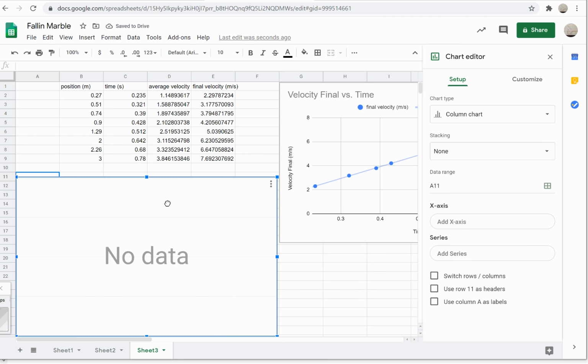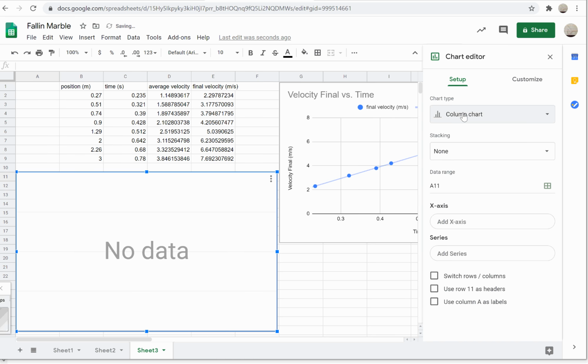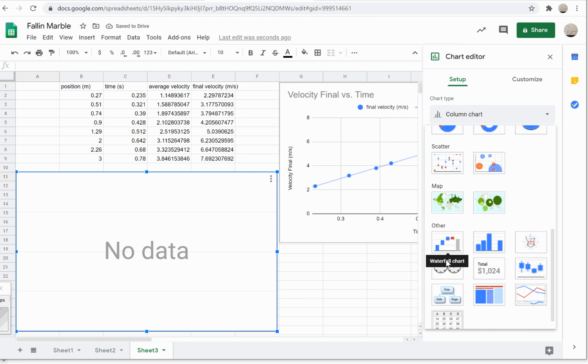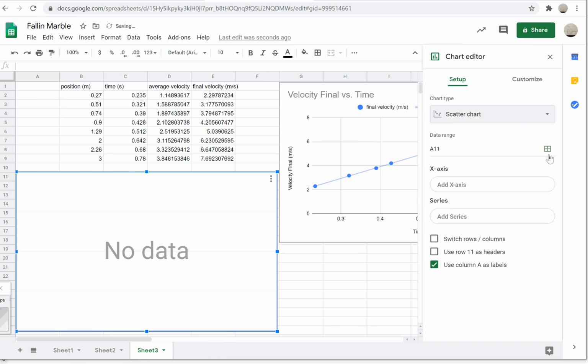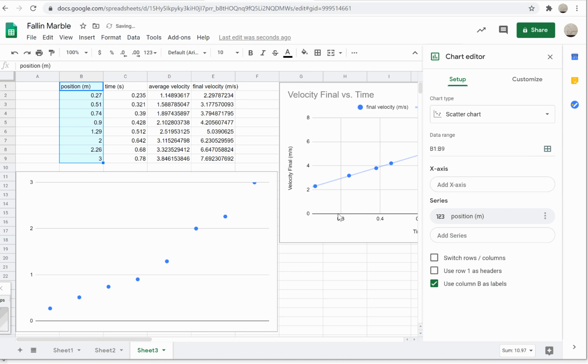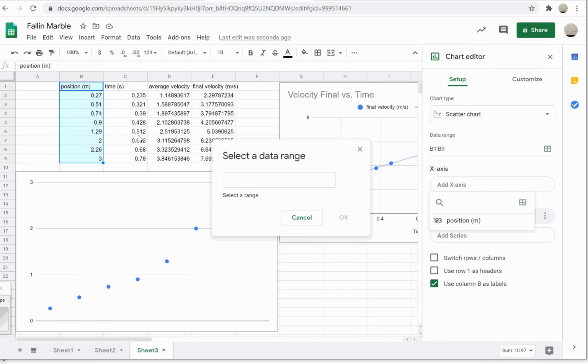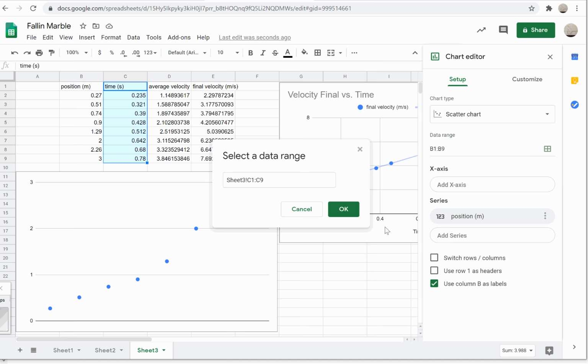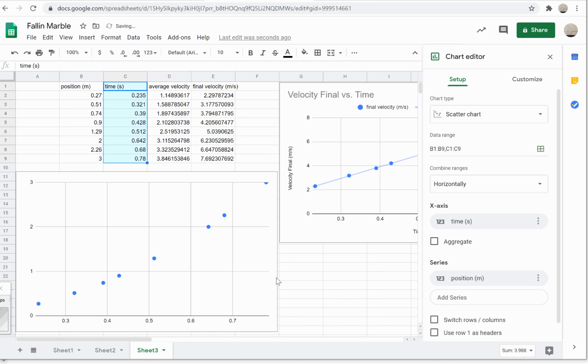And of course it tells me I don't have any data. So let's go over here. I want a scatter plot again. And for my data, this time I'm wanting a position graph. So there's my position, position versus, and for my x-axis, I click on select data range, and I want time. And that's how easy it is to make our graph.